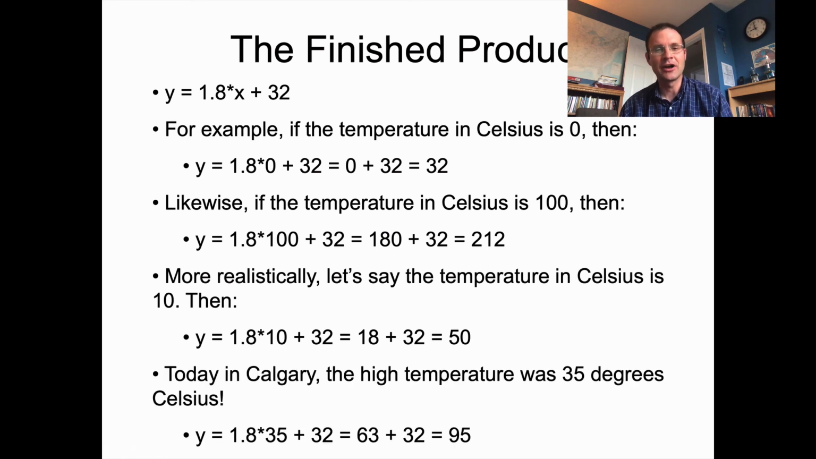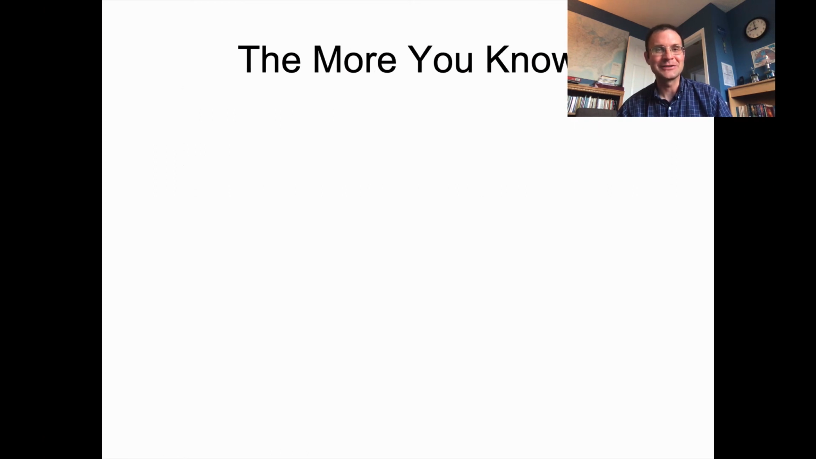I got another value which is more relevant. The high temperature in Calgary today is 35 degrees, or was 35 degrees, which is really hot for Calgary. We'll talk about how hot that is for Calgary in the next lecture. But if we run that math through this equation, 1.8 times 35 is 63. Add 32 to it is 95. So just so you know, 95 degrees Fahrenheit, 35 degrees Celsius is warm.